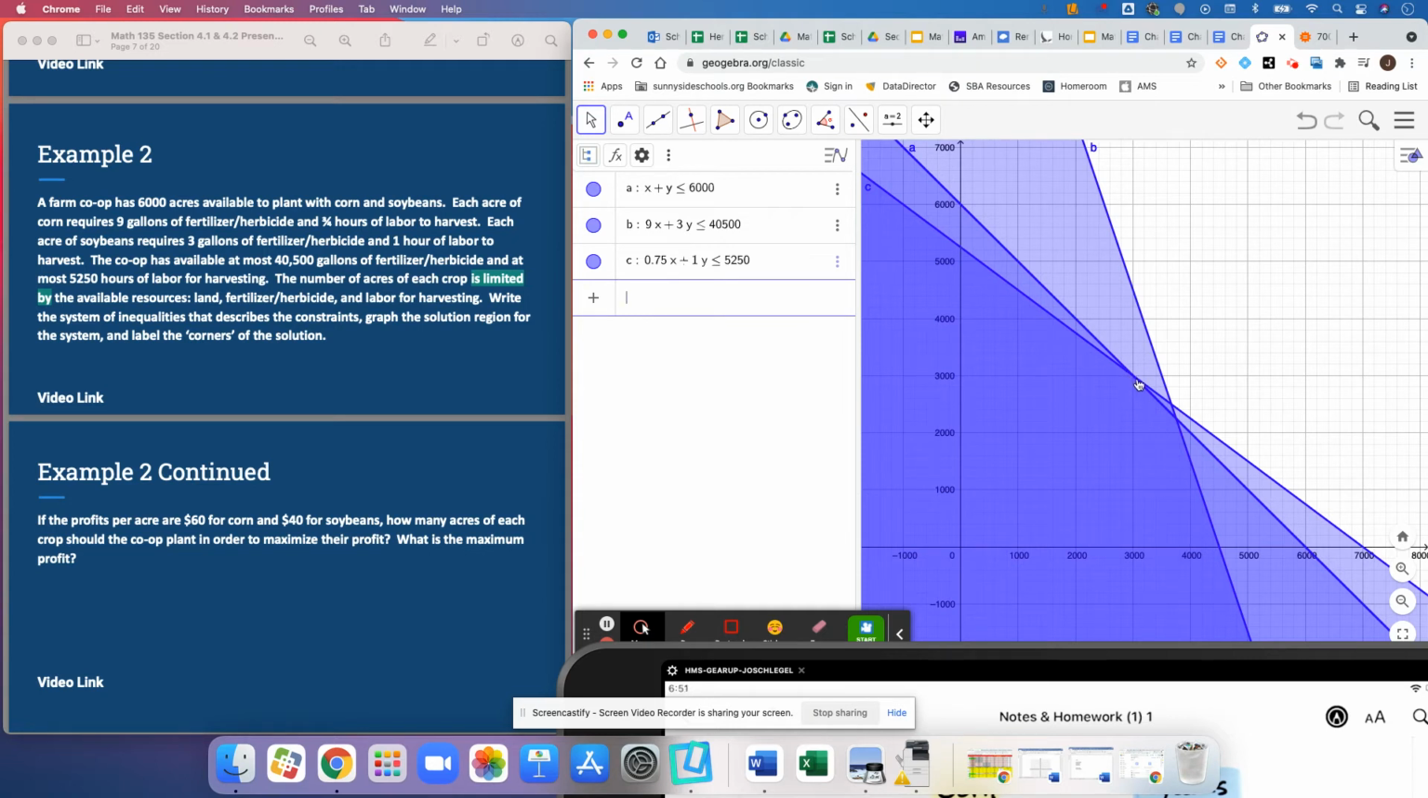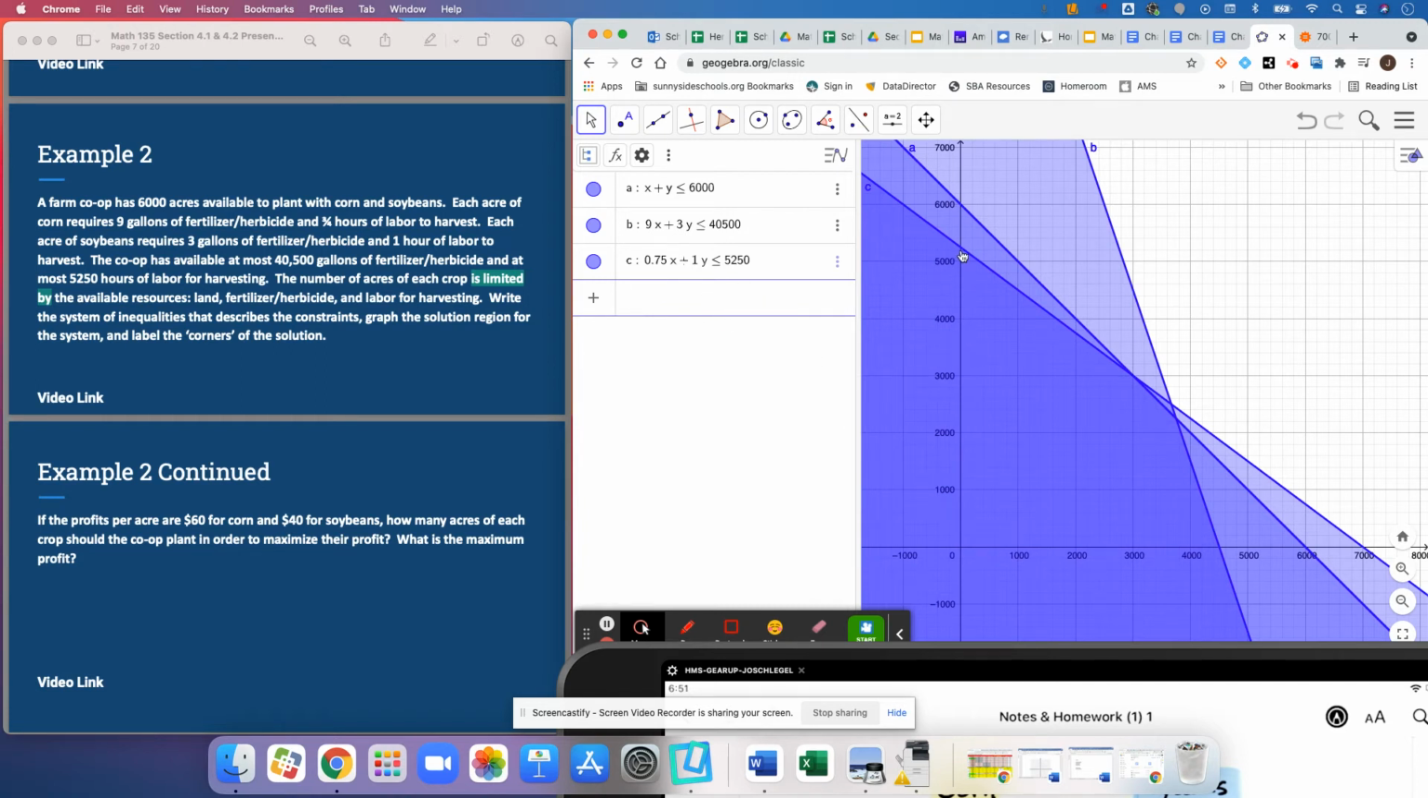I've got a corner right here. I've got a corner right here. And I've got a corner right here. So there are going to be 4 corners that we can take into consideration for this farmer to try and figure out what the best use of the resources of land, fertilizer, herbicide, and labor are.